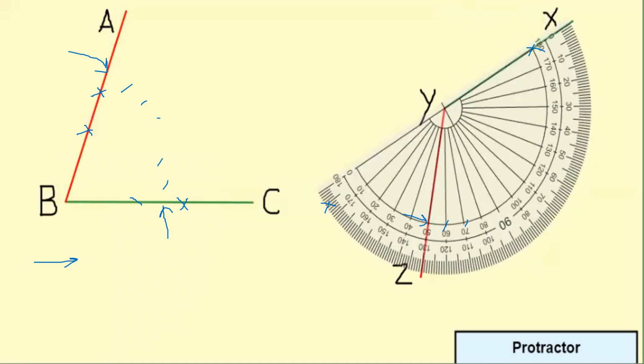Now, if you want to start measuring from the side YX, the same steps. Start from the 0. Let's count 0, 10, 20, 30, 40 until we reach this point of intersection. It refers to 130.